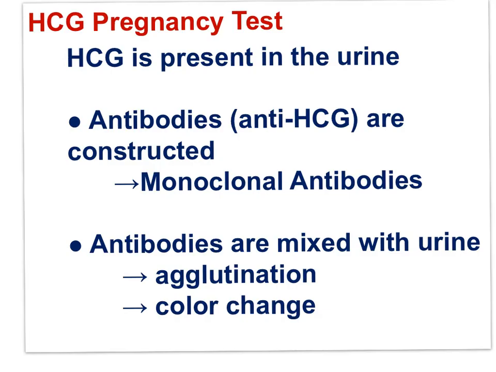When pregnancy occurs, HCG can be found in the urine of the female, and we can run pregnancy tests that test for the presence of HCG in the urine. Antibodies are constructed that bind to the HCG, and these are called monoclonal antibodies. The antibodies are attached to a stick with a color indicator. The home pregnancy test asks users to dip the stick into the urine, and if HCG binds to the antibodies on the stick, the appropriate color change occurs.